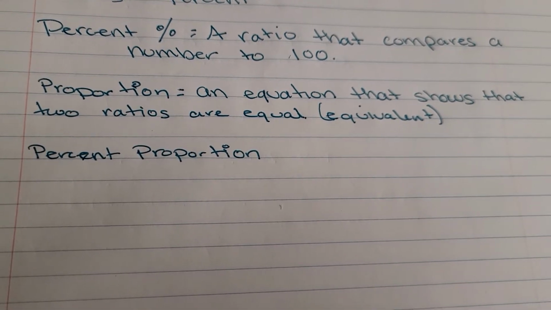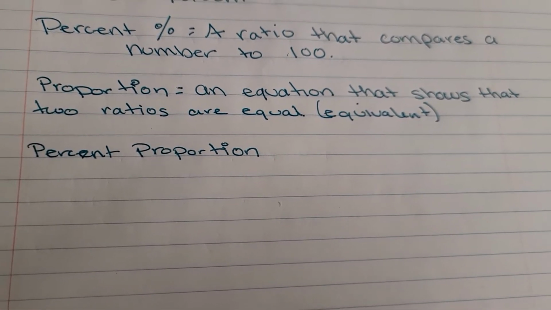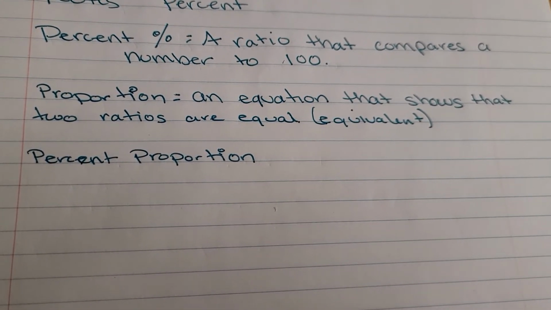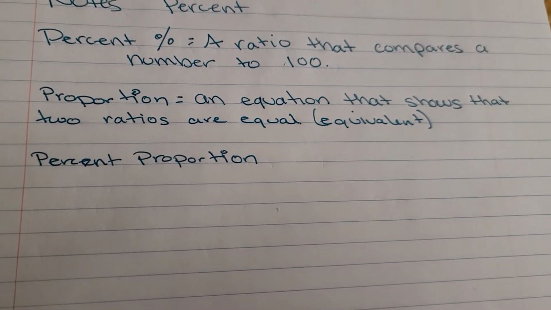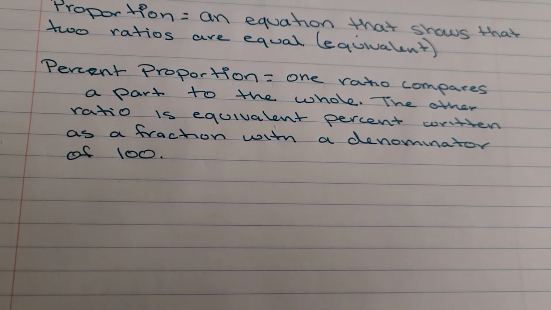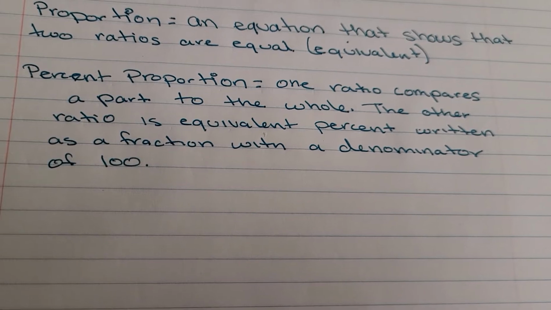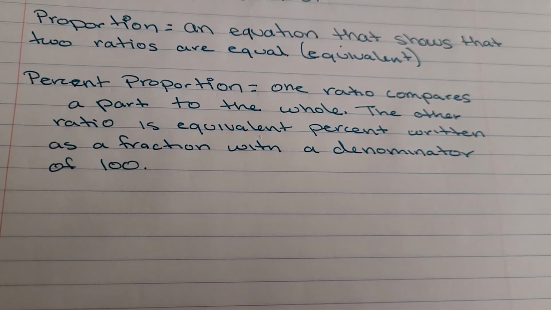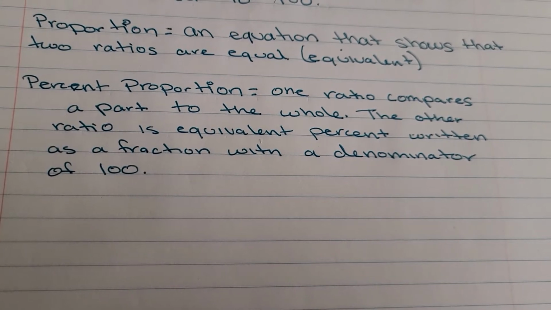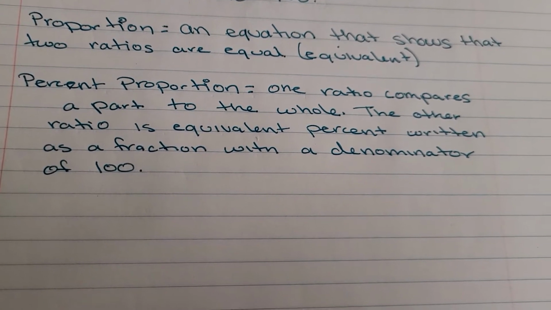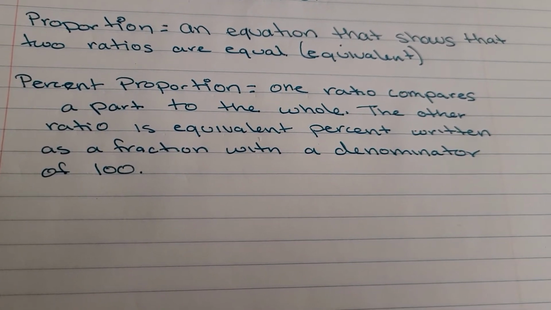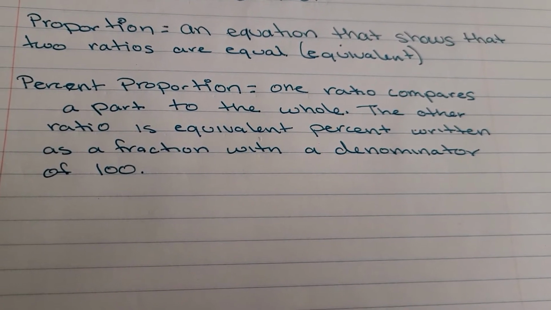Then our last one is percent proportion. Percent proportion, what is that? So at the top you have two ratios that are equal, that are equivalent. So percent proportion is one ratio that compares a part to a whole, and that could be a whole amount, a whole percentage, a whole we will find out. And then the other ratio is equivalent to the percent written as a fraction. So the percent is converted into a fraction with a denominator of 100.